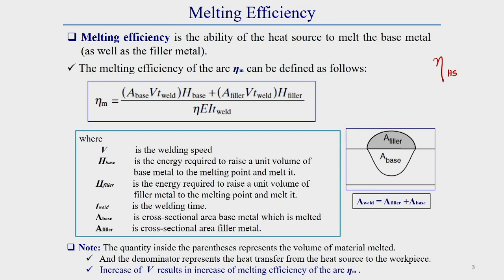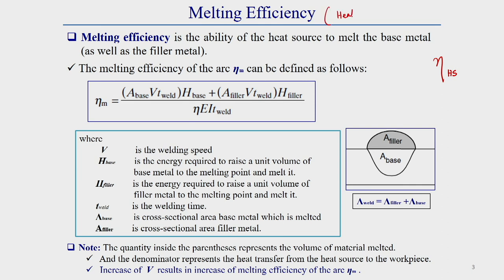This melting efficiency is the ability of the heat source to melt the base metal as well as the filler material. Whatever heat is transferred from the heat source to the workpiece, all of it is not required to melt the base material and filler material. The heat required to weld is what is needed to melt the base material as well as the filler material, and that is sufficient to do the welding. But whatever heat is supplied from the arc, not all of it is utilized for melting the parent material or workpiece or the electrode. So, some excess heat can be there.